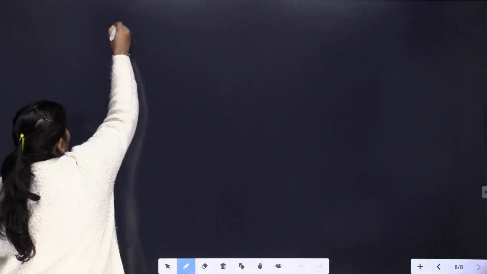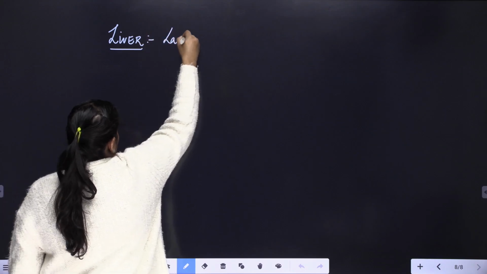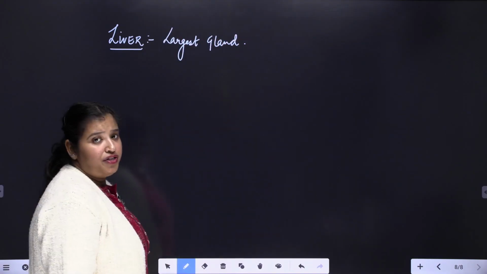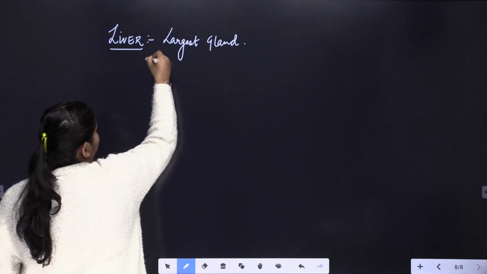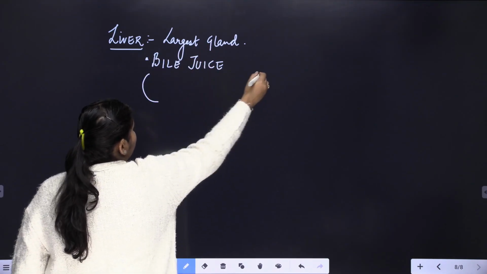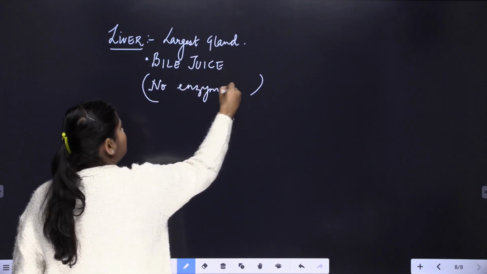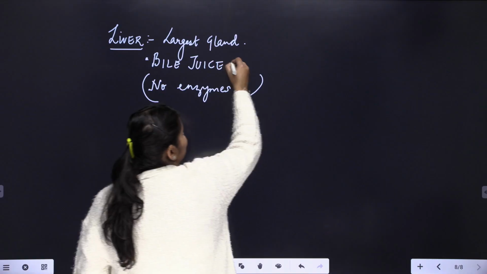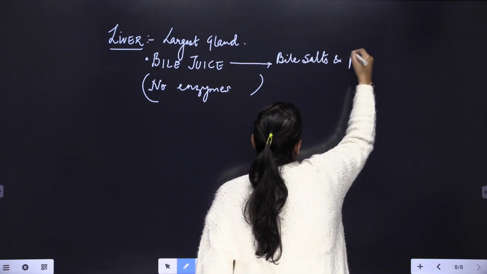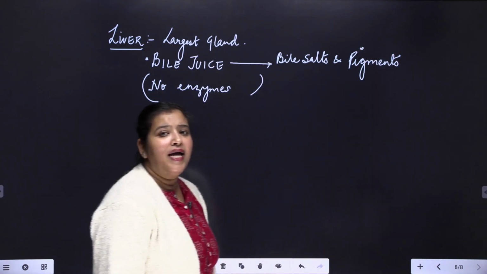Now when I say liver, the liver is the largest gland of the body. Liver is responsible for production of bile juice, and this bile juice contains no enzymes. Then what is present in the bile juice? Bile juice has bile salts and pigments.